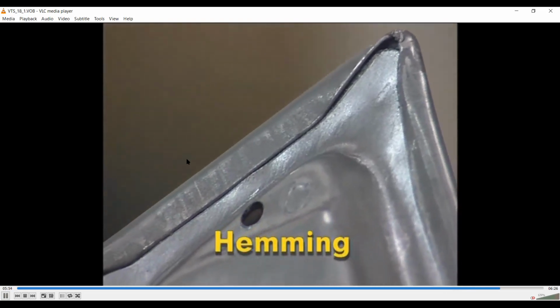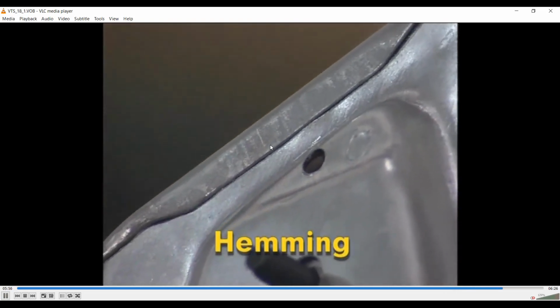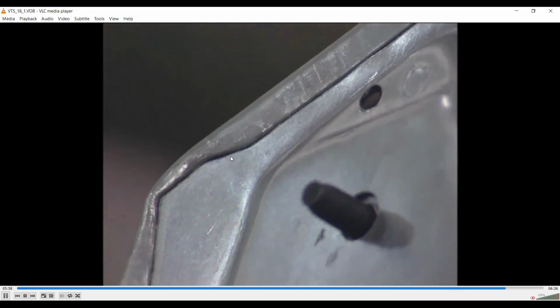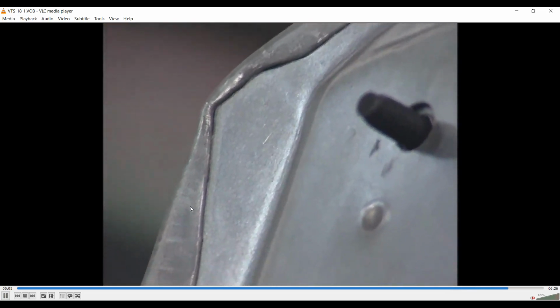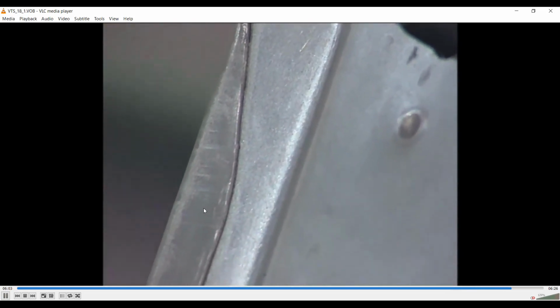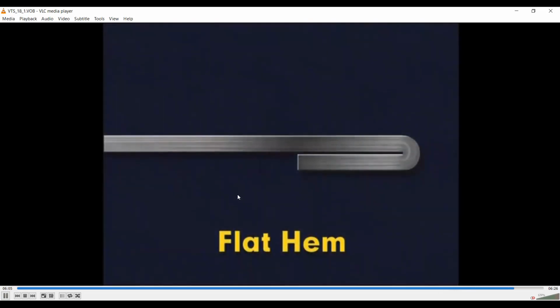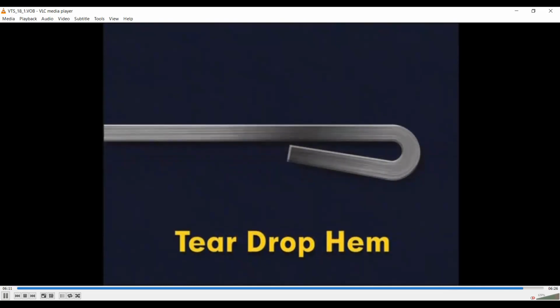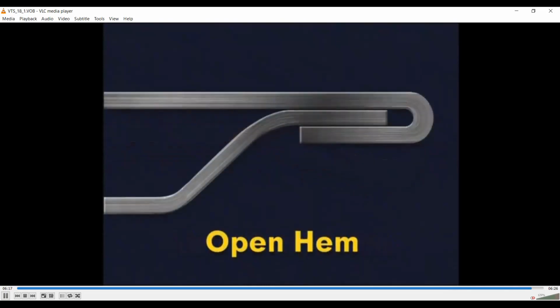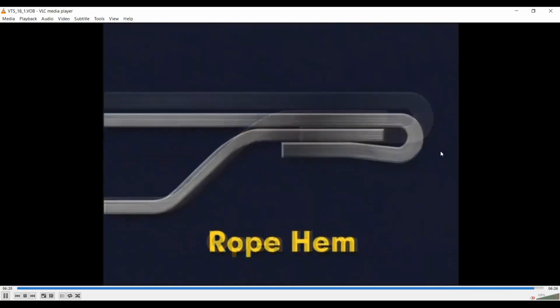And this is the hemming operation. So you could notice the 180-degree bend. This portion is bent to 180 degrees. So hem could be a flat hem for more ductile materials, or it could be a teardrop hem for relatively less ductile materials. Or it could be open hem to join two parts. Open hem and rope hem are used to join two parts.